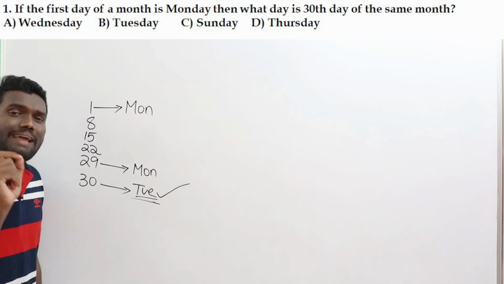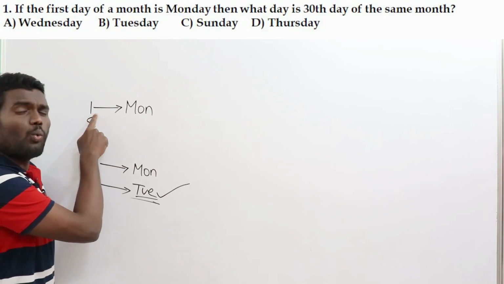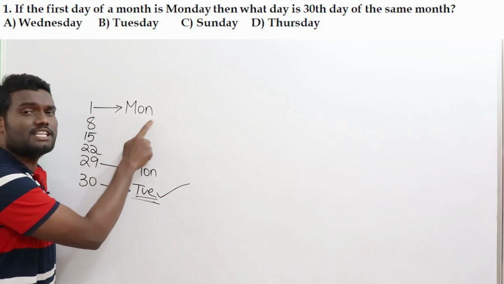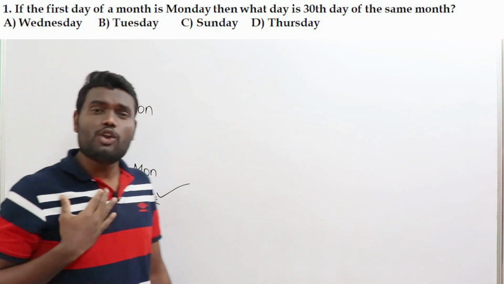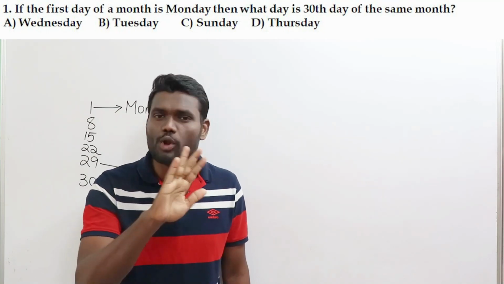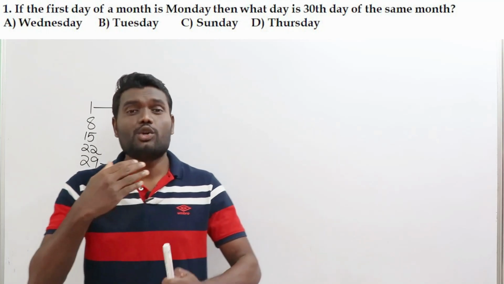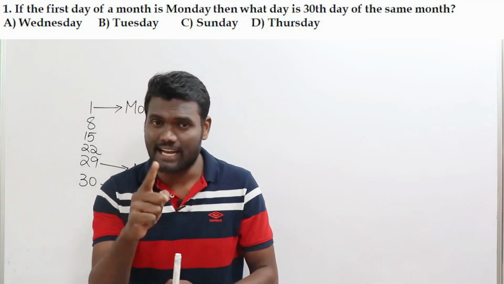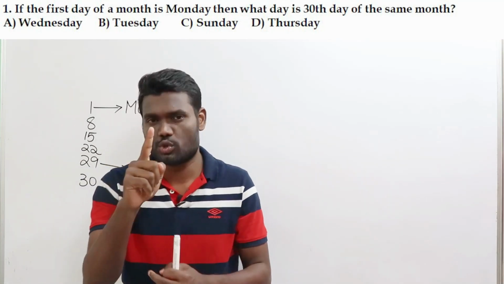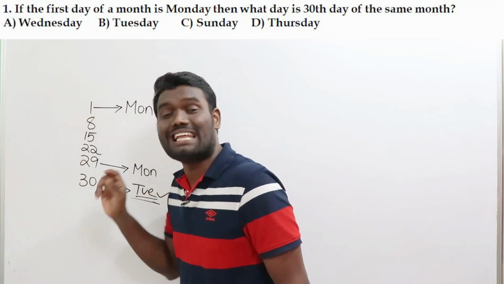And the reason behind that is, if you observe here, I already know what the first is, that is, the first is Monday. If I already know the first, then why consider the first day again? So I am not going to consider the first day. If I already know the first, I need to know about the remaining days, right? I need to know about the remaining days. So that is the reason: I already know the first and I am asked to find what is 30.